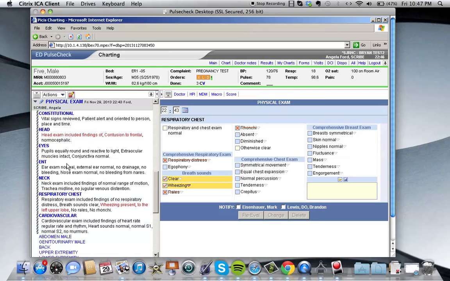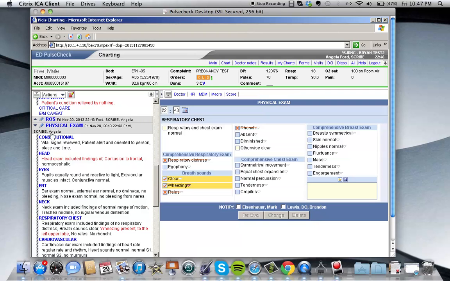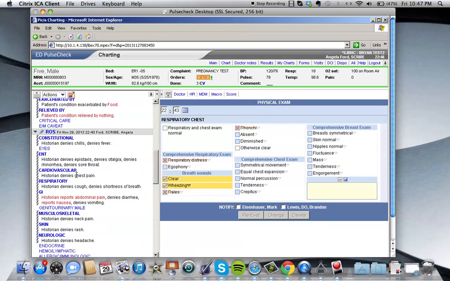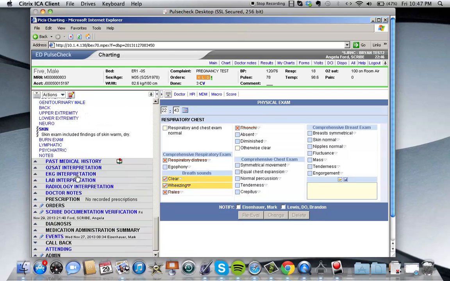So, that concludes the physical exam and the ROS. And earlier we talked about the HPI, and those are the three main components of each chart. Now we will begin talking about how to discharge or admit a patient in the next video.